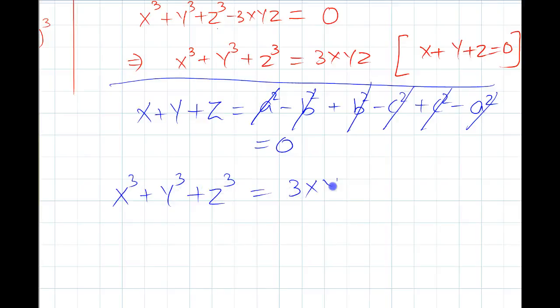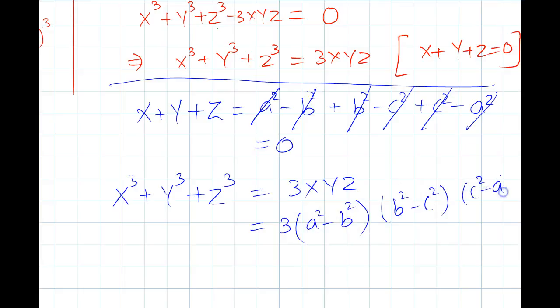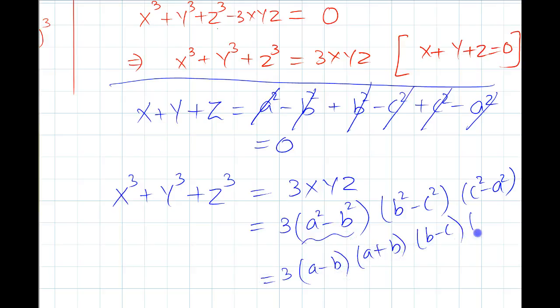So in this case what you will get is that x cube plus y cube plus z cube must be equal to 3xyz. If I put the values here, this will become 3 times a square minus b square into b square minus c square into c square minus a square. And then this is a standard thing that you can do, 3 into a minus b into a plus b into b minus c into b plus c, and continue it to c minus a into c plus a. And this will be your complete factorization.